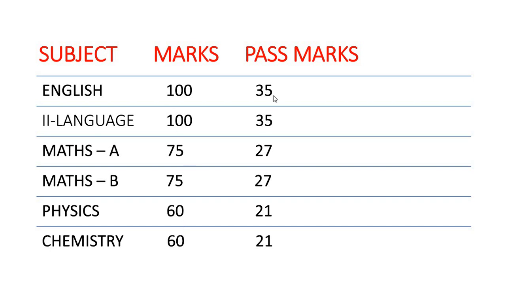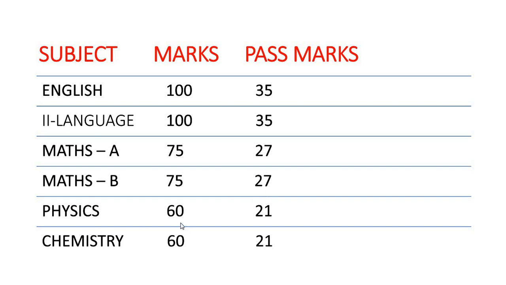If you want to pass a subject, then you need to score the passing marks. In English, out of 100 marks, you have to score 35 marks in order to pass. And in the second language, that may be Hindi, Telugu, Arabic, Sanskrit or Urdu, that is for 100 marks, you have to score 35 marks in order to pass. For maths A, that is 1A, the question paper will be for 75 marks, and in order to pass, you need to secure at least 27 marks. This is the passing marks you should score if you want to pass. And for maths B also, out of 75, you have to score 27 marks.